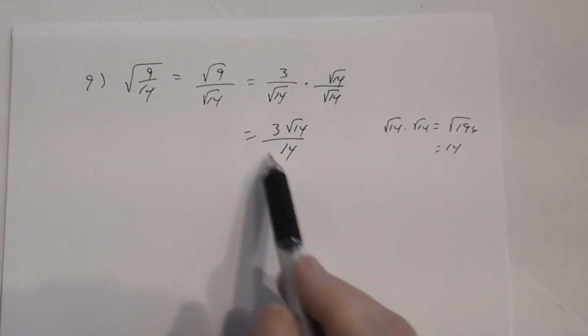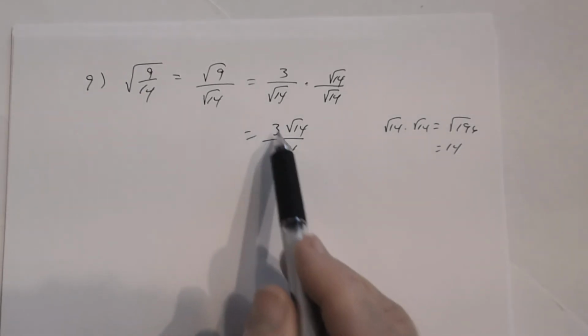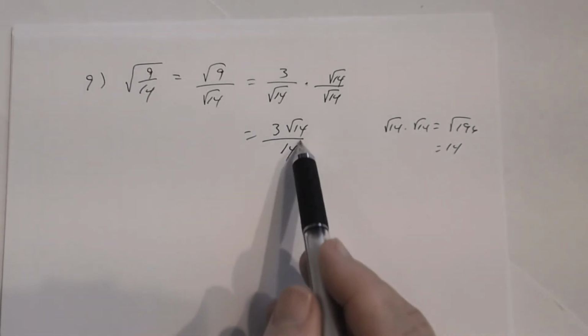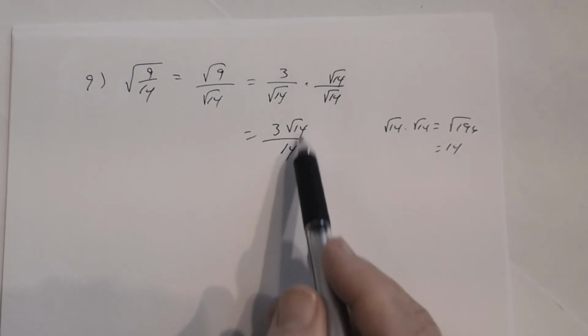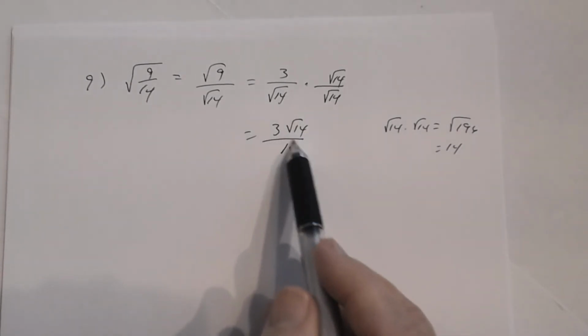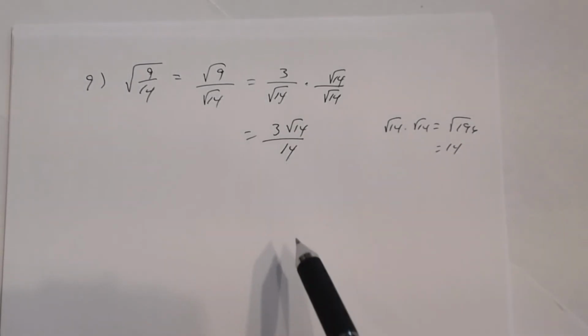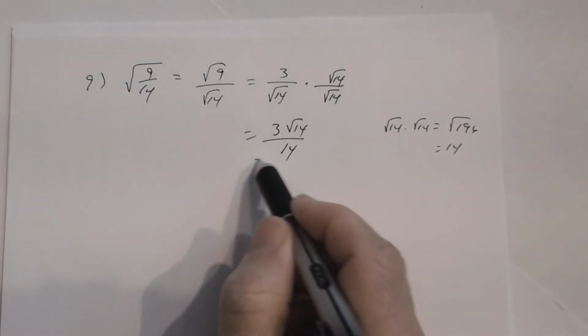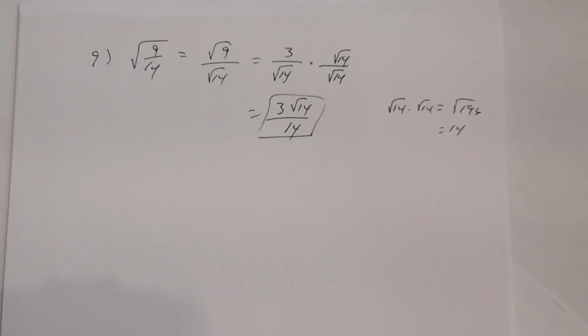And there's nothing you can do. You cannot reduce anything. The 3 and 14 you cannot reduce. Definitely you can't reduce these 14s because that's not a 14 here. That's a square root of 14. That's a different number than 14. All right. So that's the answer for number 9.